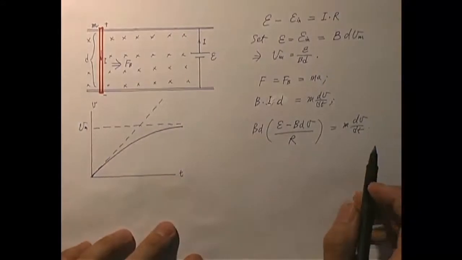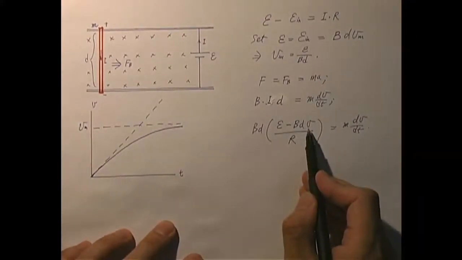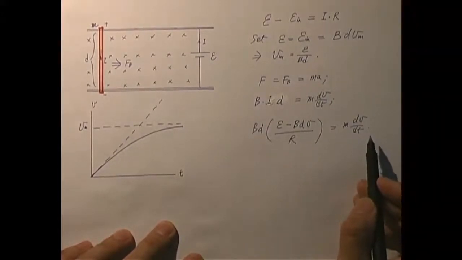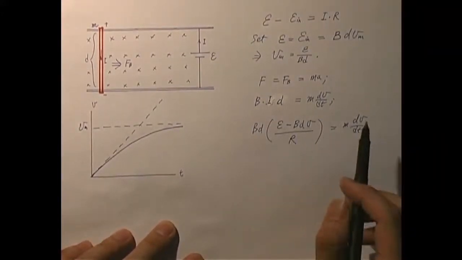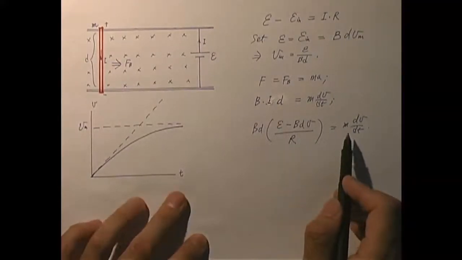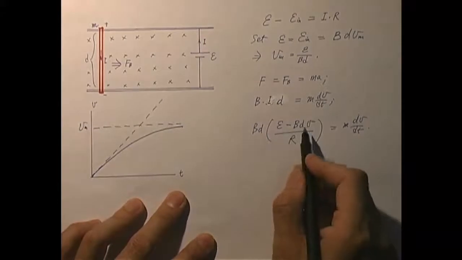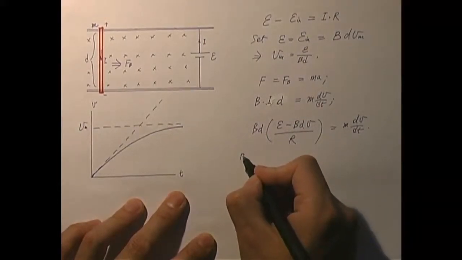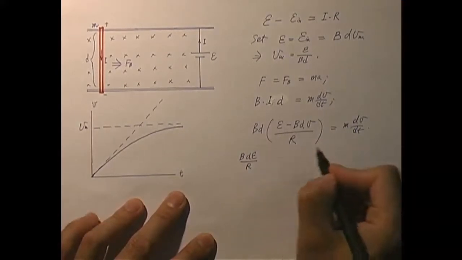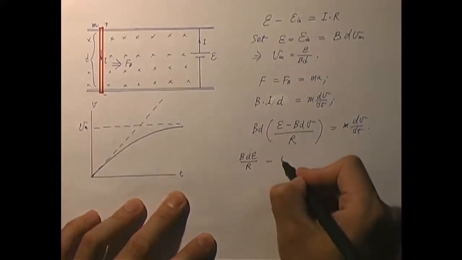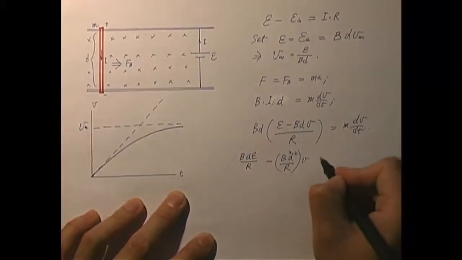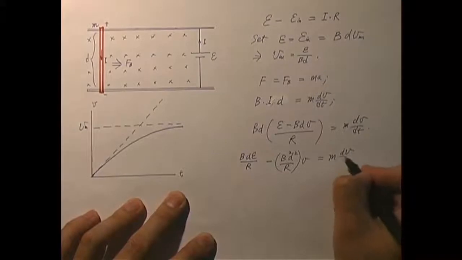Now, this is a differential equation for V. V is the unknown function that we wish to solve. Okay, how do we solve this type of problem? Well, we did a couple of earlier examples, and we have a pretty good idea how to do that. In fact, there are 3 terms if you work this equation out. The first one is B d epsilon over R, and then the next term is minus B squared d squared over R times V, and the other side is m dv/dt.